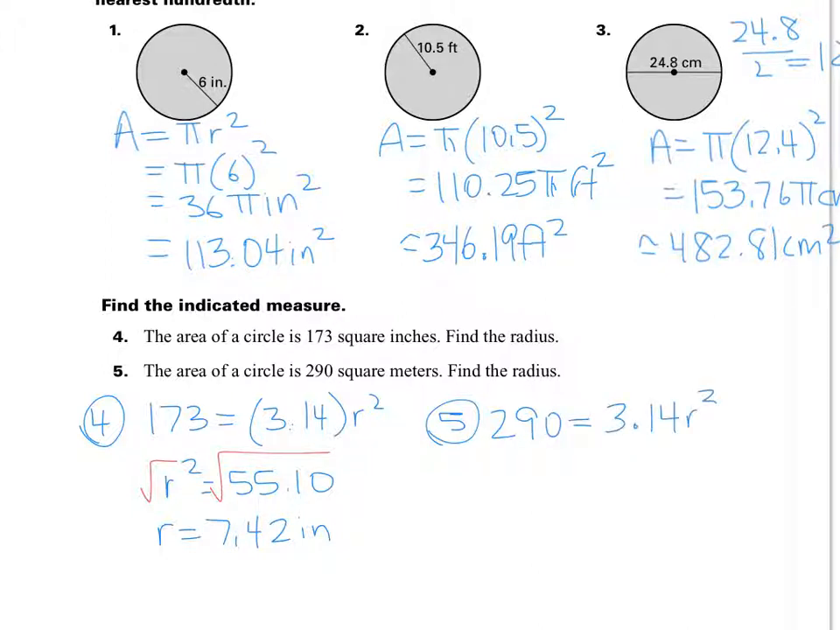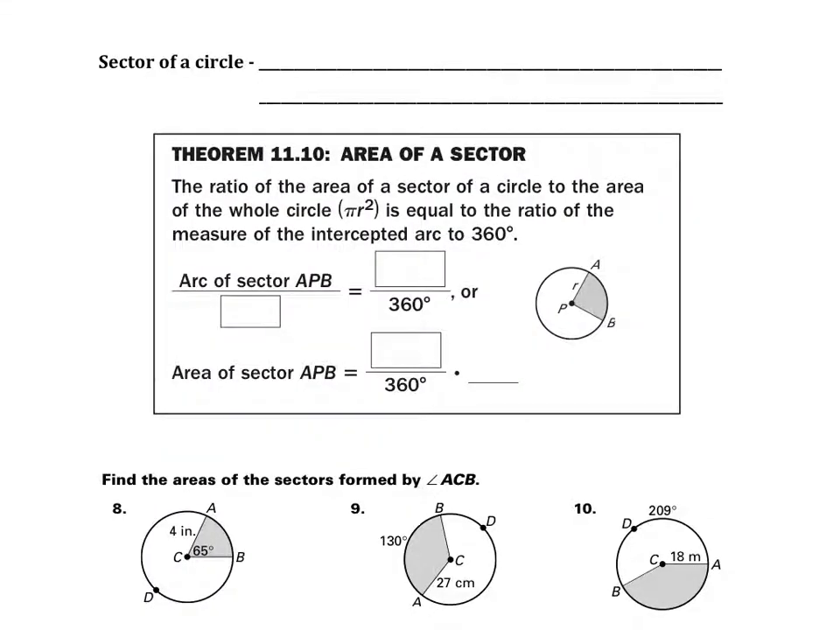And the same thing with number 5, we're given the area, trying to find the radius, divide by 3.14, and then take the square root, second x squared on your calculator. Okay, so that was area.